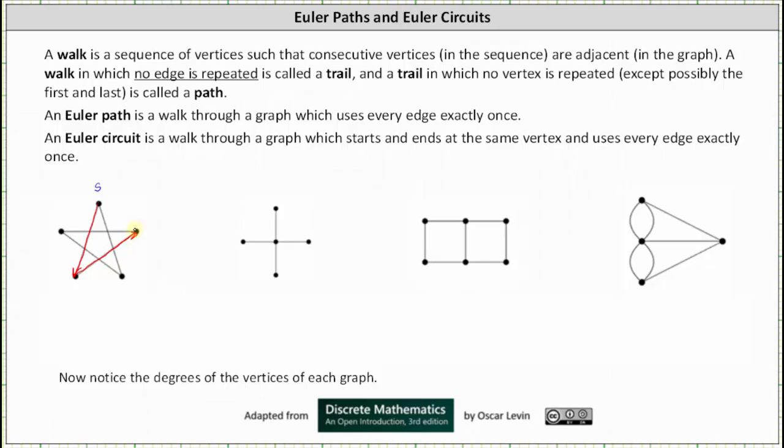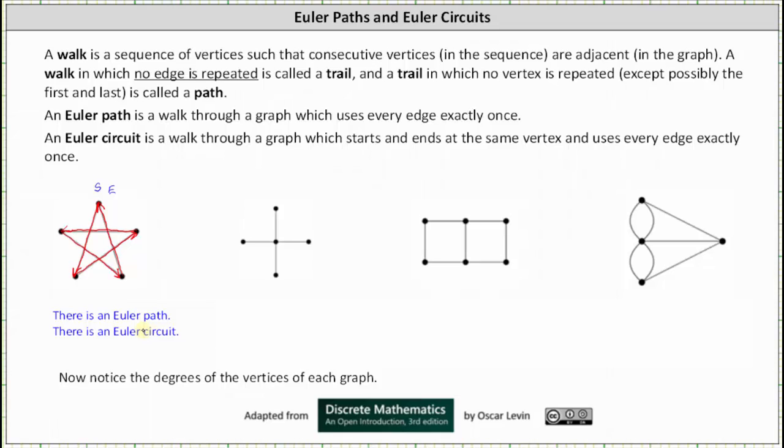Because each vertex has degree 2, once we start, there's no question in which direction to walk. Notice the walk is now complete, and we used every edge exactly once. This indicates the graph has an Euler path. We also started and ended at the same vertex. The graph also has an Euler circuit.